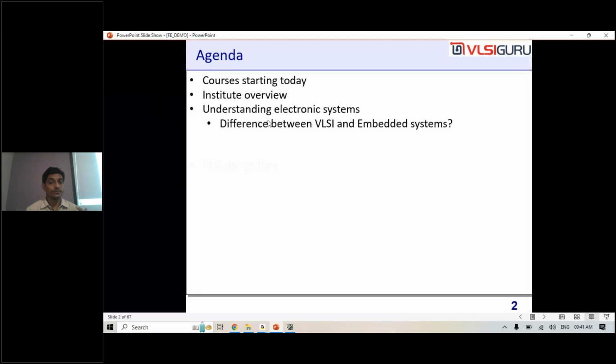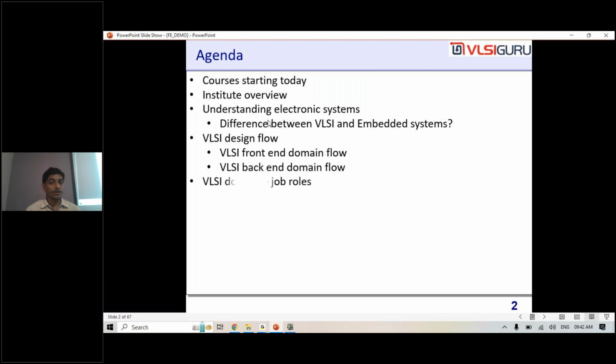Then we'll go into understanding the VLSI design flow as such. What exactly is VLSI design flow, and what are the two major aspects in that, what is front end domain and what is back end domain. Then we'll talk about what the different job roles are in the VLSI domain. Like if you say software, there are two or three job roles. One is the developer, one is the test engineer, right?